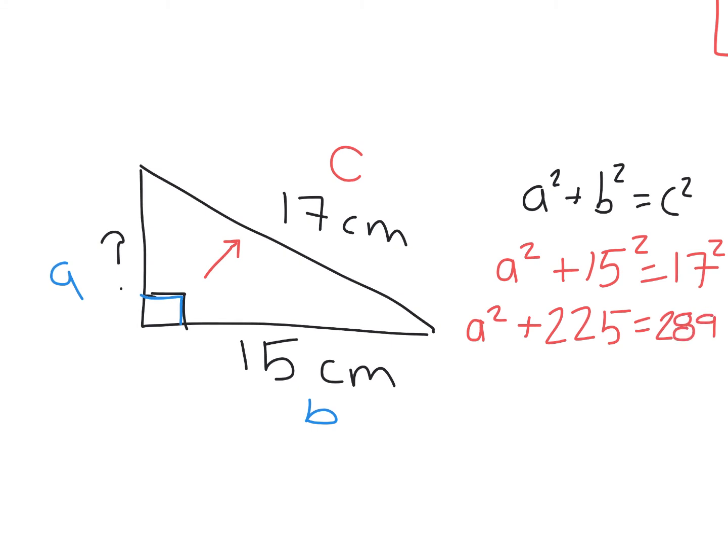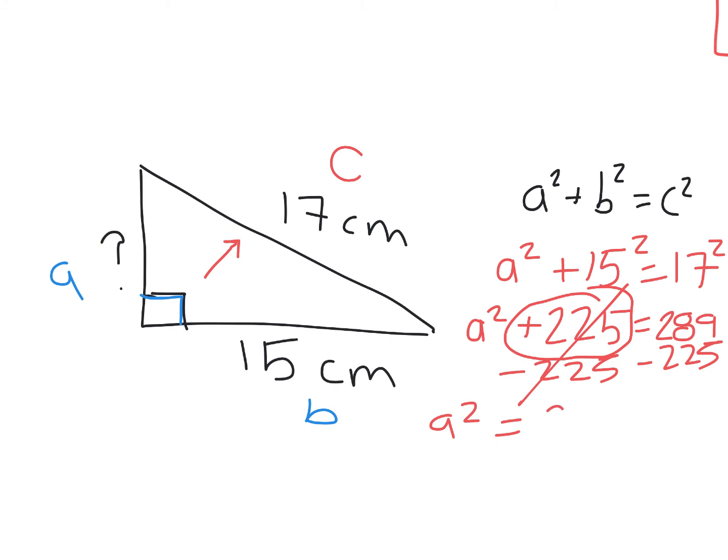Now I'm trying to solve for A. To solve for A, I need to get A by itself, which means I need to get rid of this plus 225 on the left side. So I'm going to do the opposite. I'm going to subtract 225 from each side. That cancels out, and I have A squared is equal to 289 minus 225. We could subtract those by hand, or you could just put it into your calculator, and we get that A squared is equal to 64.